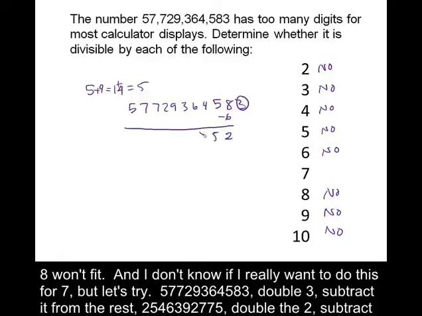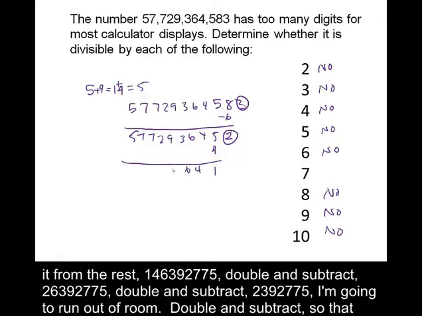2, 5, 4, 6, 3, 9, 2, 7, 7, 5. Double the 2, subtract it from the rest. 1, 4, 6, 3, 9, 2, 7, 7, 5. Double and subtract. 2, 6, 3, 9, 2, 7, 7, 5. Double and subtract. 2, 3, 9, 2, 7, 7, 5.